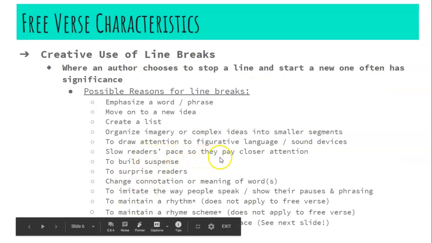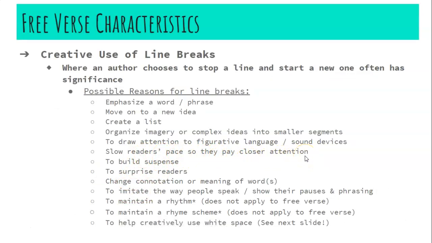It might be to slow the reader's pace, so they pay closer attention is what I meant to say there. So if the words are broken up onto multiple smaller lines, you may think that quickens your pace, but it actually slows you down because your mind has to stop, move on to the next line, stop, move on to the next line. So the author might want to slow you down so that you're paying closer attention.